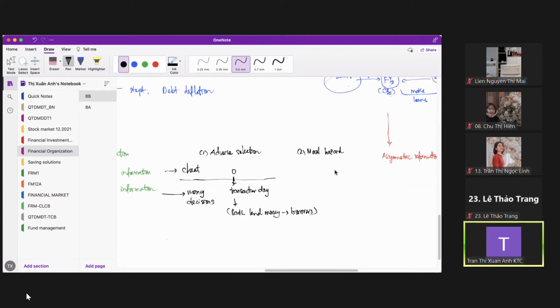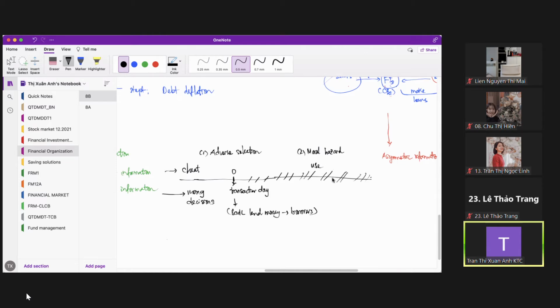In terms of moral hazard, moral hazard happens after the transaction. After the borrowers borrow money from the bank and use it to support their business, during the time they use the money, they use it in illegal activities but don't inform the bank or the lenders. So moral hazard comes from the borrowers, after they get the money and use it during the lending period. That is referred to as moral hazard.